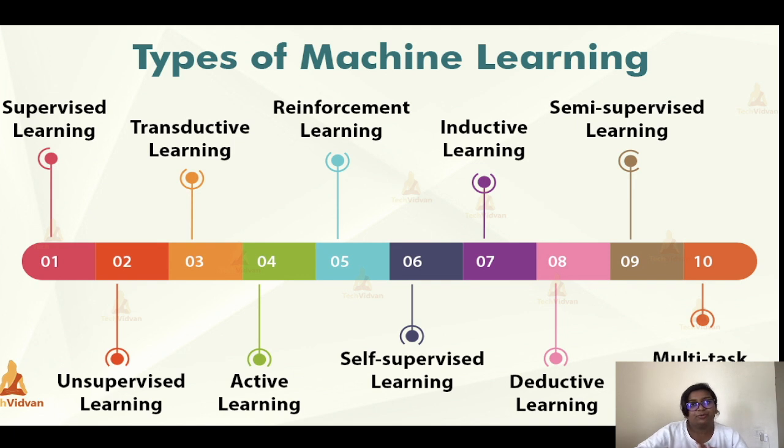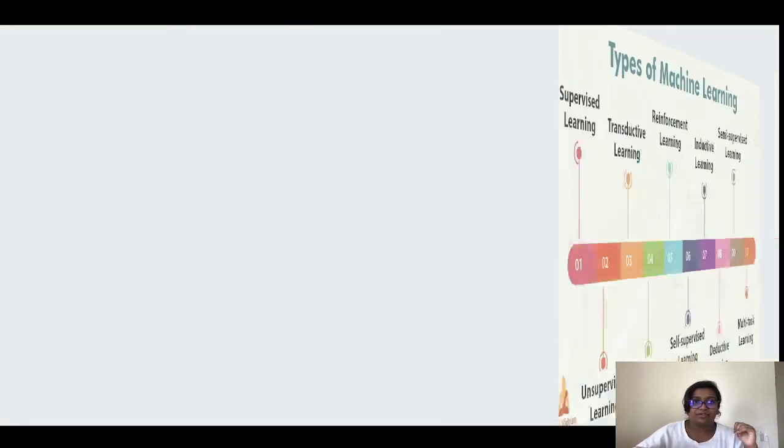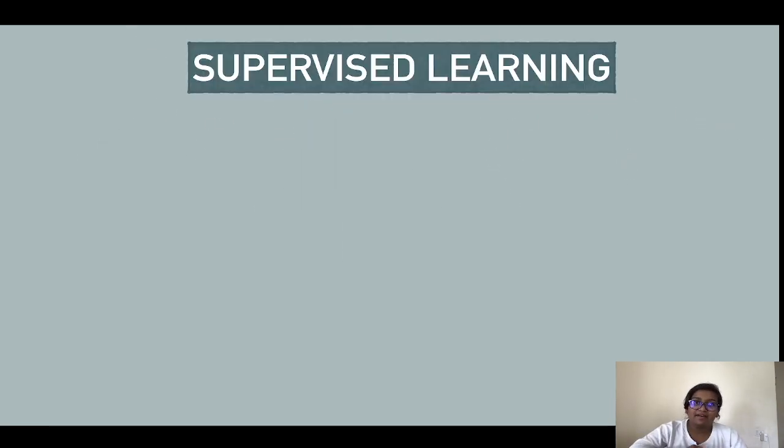Now, as I told you, we have various types of machine learning. We only discussed the 4 main and commonly used types. There are other types like transductive, active learning, inductive, deductive, and multitask learning. All right, moving on. So we learned supervised learning. Supervised learning is the first and foremost commonly used type of machine learning algorithm. We know what it is. It uses labeled data for training the algorithm.